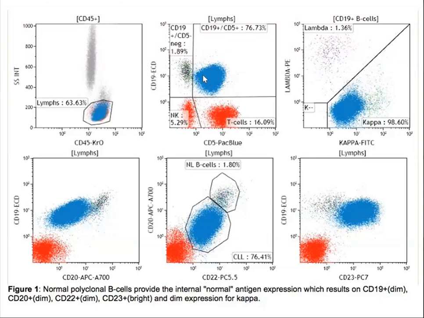Now how about this particular population for CD5? CD5 is in the x-axis. You have an internal positive control here and a negative control here. Now this population is falling in between both of them, so I would call this dim. Only when it falls here would I call CD5 bright.